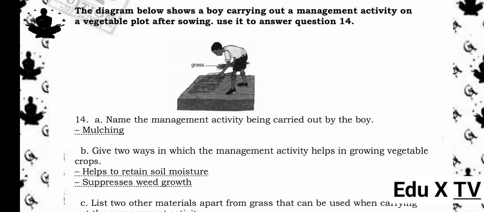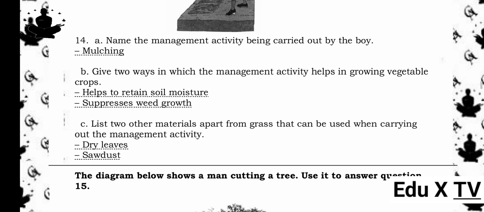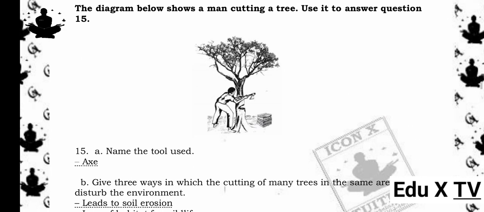14. A. Name the management activity being carried out by the boy. Mulching. B. Give 2 ways in which the management activity helps in growing vegetable crops. Helps to retain soil moisture. Suppresses weed growth. C. List 2 other materials apart from grass that can be used when carrying out the management activity. Dry leaves. Sawdust. The diagram below shows a man cutting a tree. Use it to answer question 15.